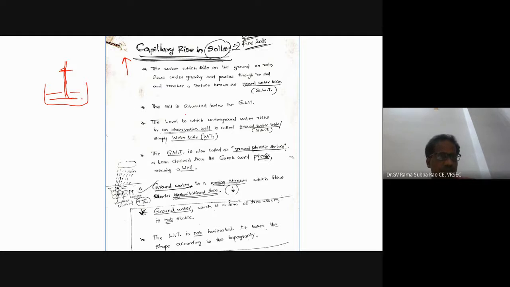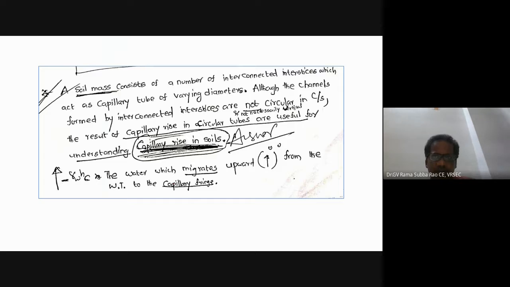The same thing could happen in soils also. Whenever you see interconnected interstices within the soil mass, this may not be exactly in circular cross section, but these interconnected interstices allow water to flow in the vertical direction, especially in the upward direction. Let me assume this is the ground surface, and this is the position of the groundwater table. Sometimes, due to capillarity and these interconnected interstices, because of this upward flow, water is going to enter beyond the zone of saturation.